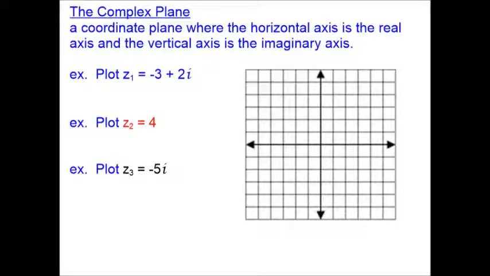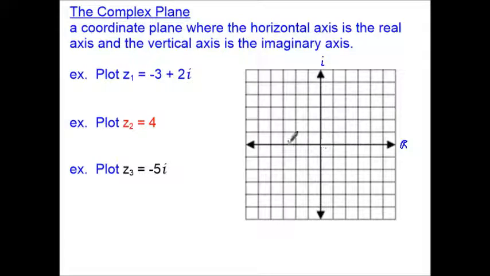Okay, this should be old news right here, but the complex plane is simply a coordinate plane like you're used to, but the horizontal axis is the real axis and the vertical is the imaginary. So if you like labels, the horizontal is the real axis, kind of like the x is the reals and the y is the imaginary. So if I'm plotting -3 plus 2i, it's just like having an ordered pair, -3 comma positive 2.